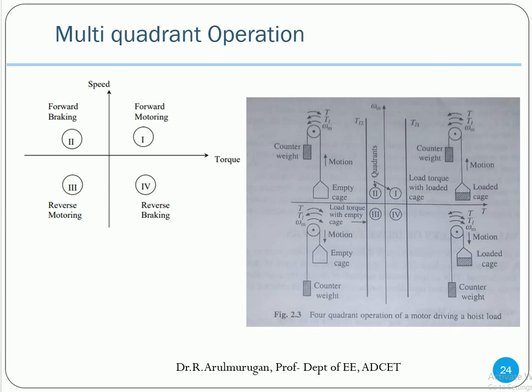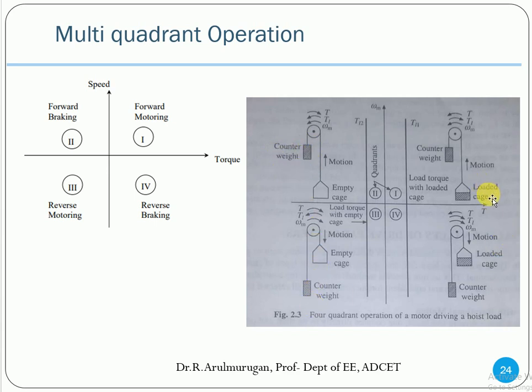The next point we are going to see in the diagram. Here I am using a loaded cage, and here is an empty cage. With the loaded cage, the load plays the role. Here there is no load, so which one plays the role? The counterweight plays the role.